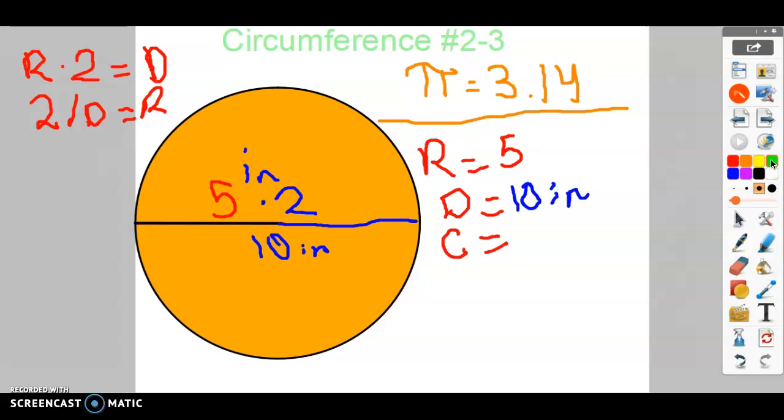Now, we're going to find the circumference. This is where most people get confused. Don't get confused, because just because you solve for the diameter, that doesn't mean you're going to solve for everything. You have to also solve for circumference, which is not that hard. The only thing you're going to do is multiply 3.14 times 10. So 3.14 times 10.